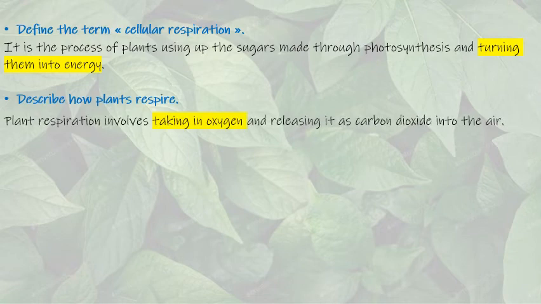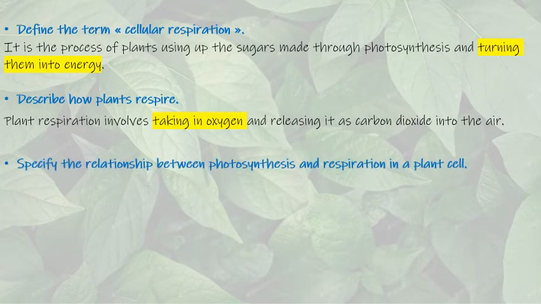How do plants respire? How do they breathe? They take in oxygen and release carbon dioxide. So simple. Plants take in oxygen day and night. They mix it with sugar to make ATP energy, and while doing this, they release carbon dioxide to the outside. What's the relationship between photosynthesis and respiration? They are opposite processes.